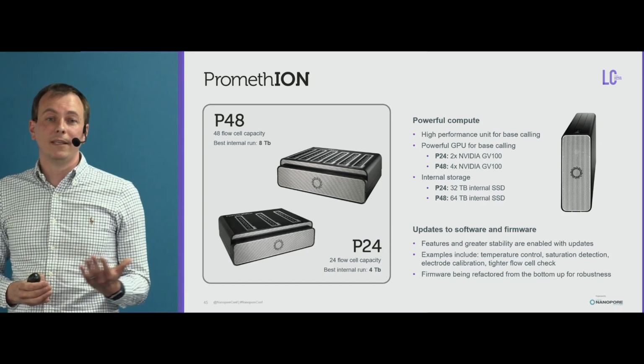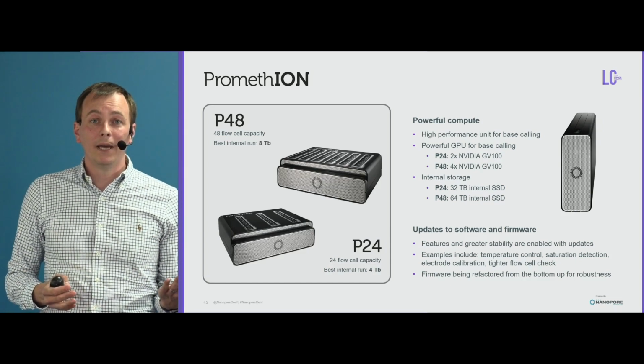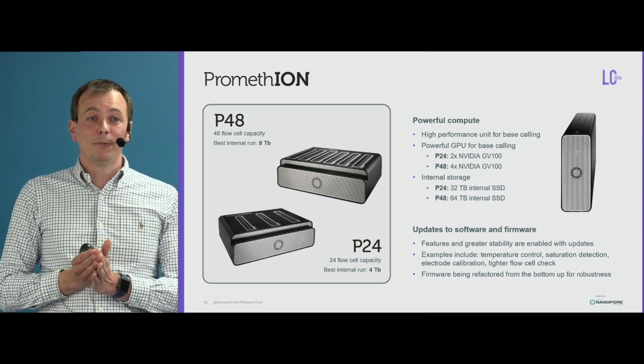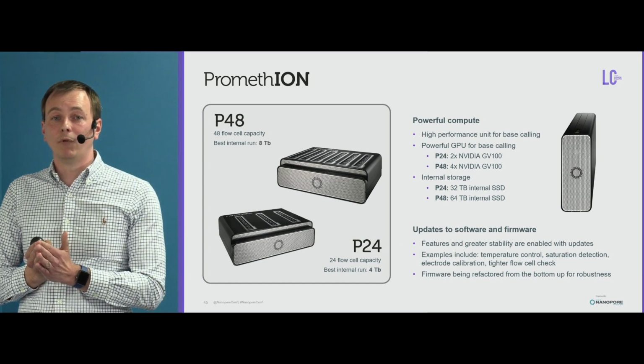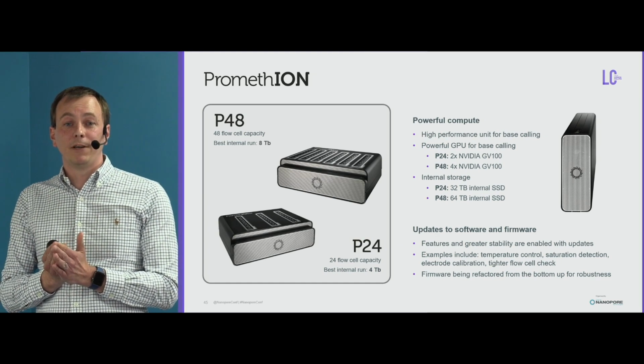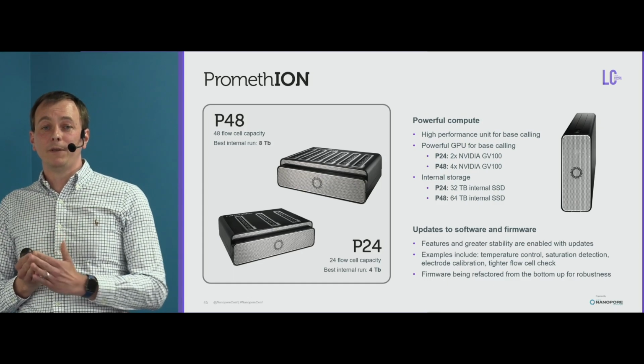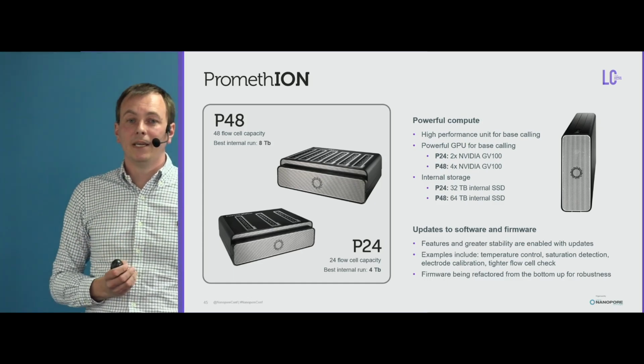Electrocalibration, so that's the voltage, the applied potential you apply. We want that to be as tight as possible, because if that's tight, that gives you a really tight distribution of accuracies. We've also improved the flow cell check, so you might have experienced this recently.